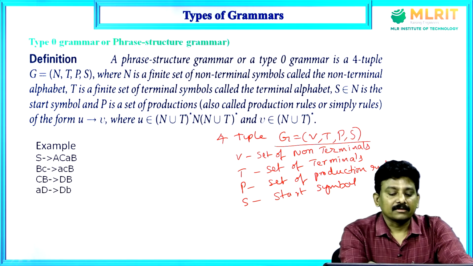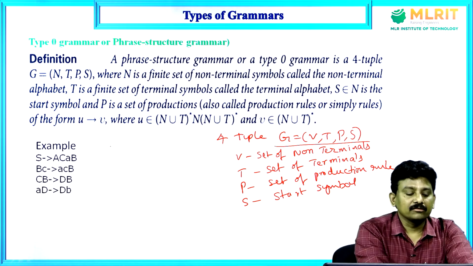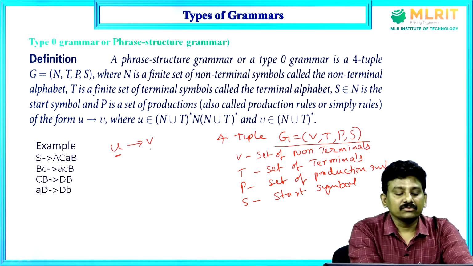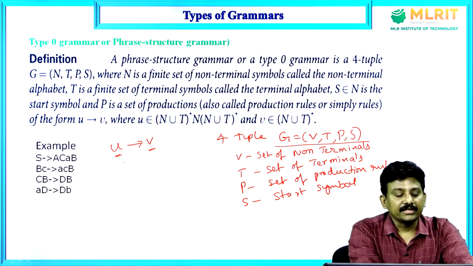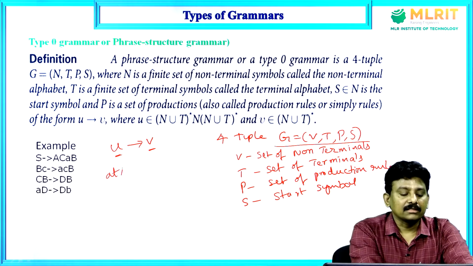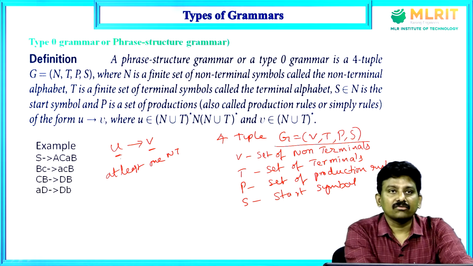Type 0 grammar. In type 0 grammar, the rules will be in the form U derives V. Left hand side is U, right hand side is V. Left hand side should contain at least one non-terminal. Right hand side contains a combination of terminals and non-terminals.